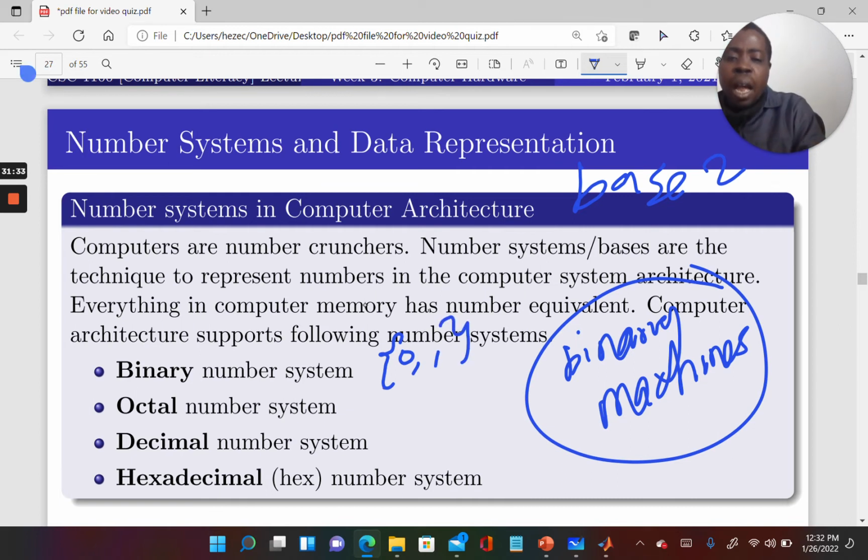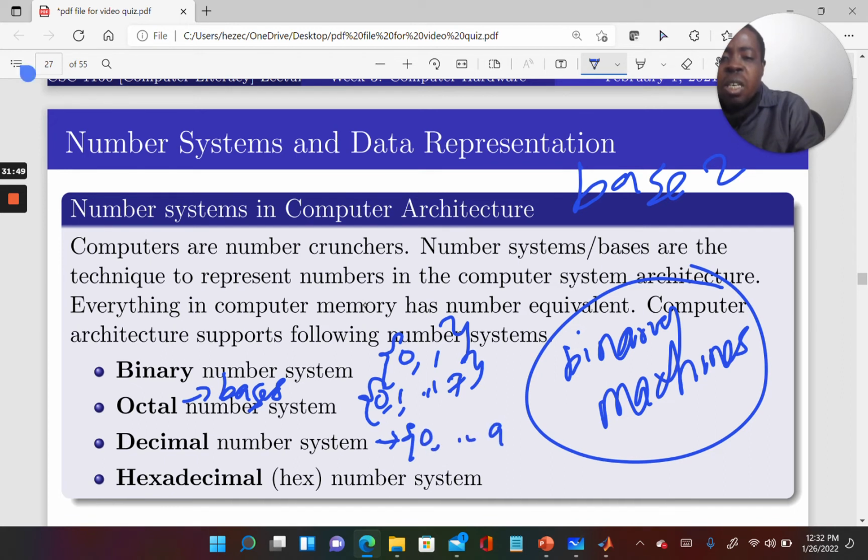You have octal, which is a base 8 system. Octal is a base 8 system. It consists only of digits from 0 to what? To 7. The decimal system consists of digits from 0 to what? 9. And the hexadecimal system consists of digits from what? 0 to what? Alphabet F.